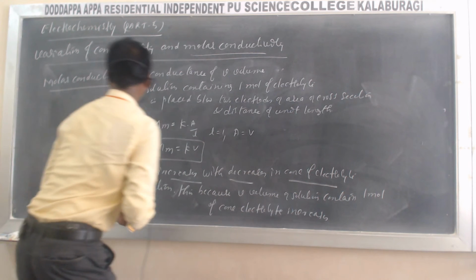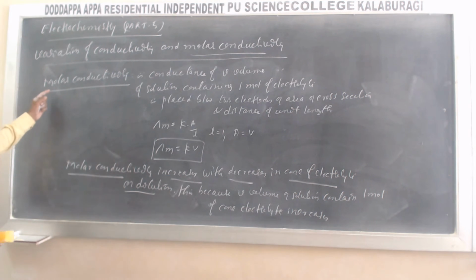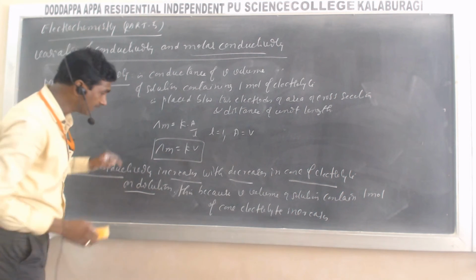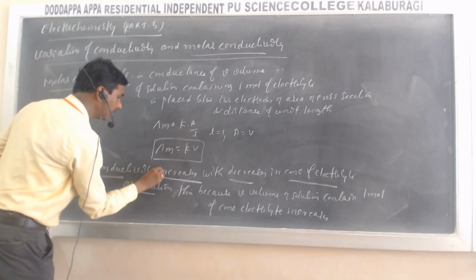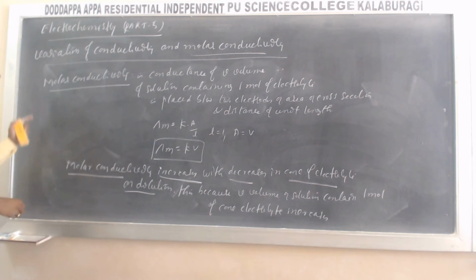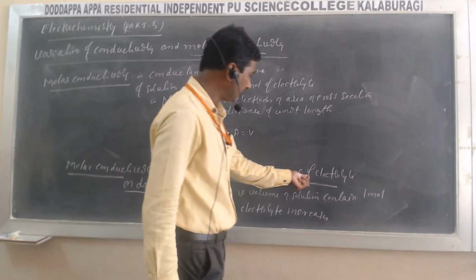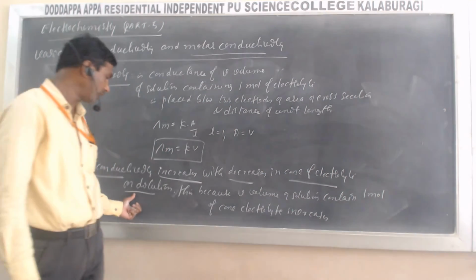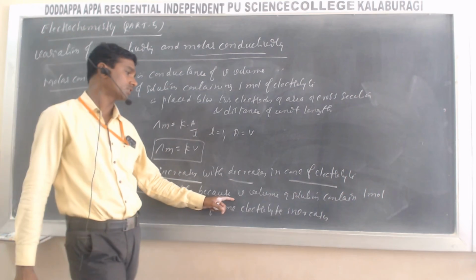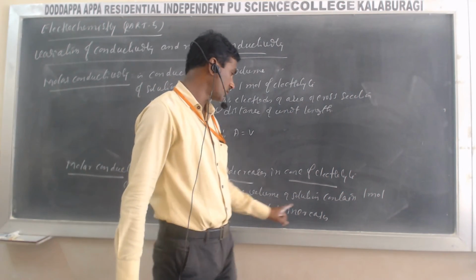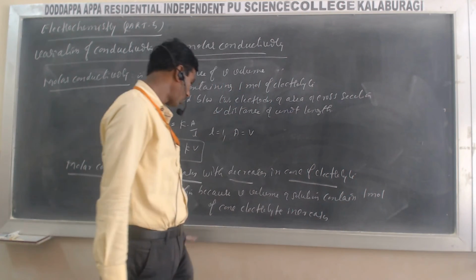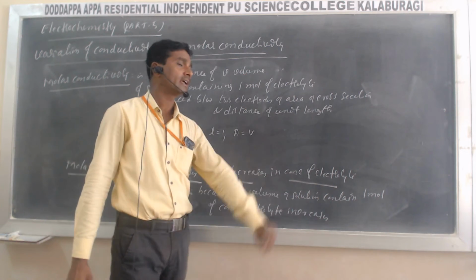So here, molar conductivity increases, whereas conductivity decreases. Molar conductivity increases with decrease in concentration of electrolyte on dilution. This is because the volume V of solution contains 1 mole of electrolyte, and the concentration of electrolyte decreases.